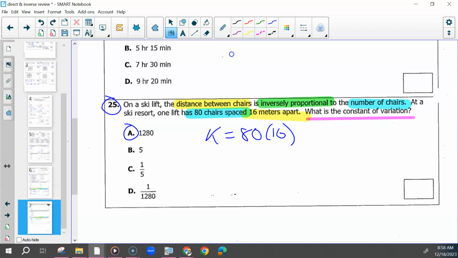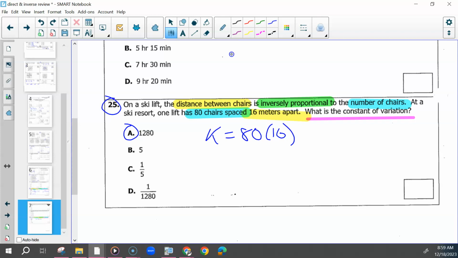Other questions on this page? Remember that if you get a word problem and it doesn't say varies directly or varies inversely or one of those variation words, remember that direct, the variables go up together or they go down together. Inverse, one goes up, the other goes down.